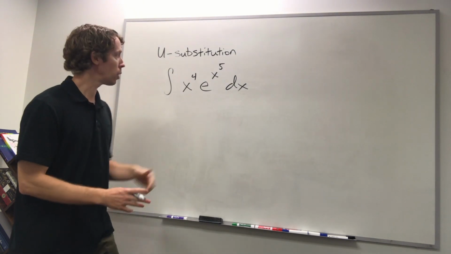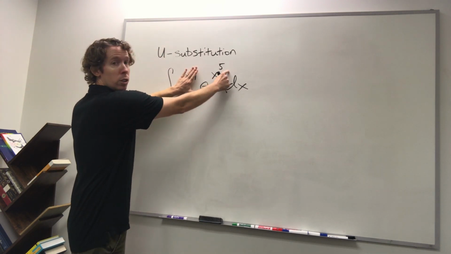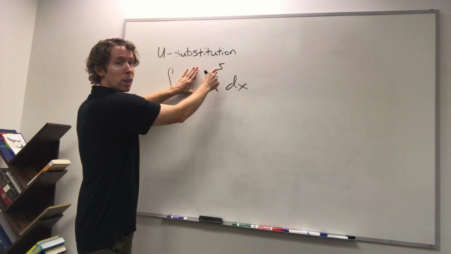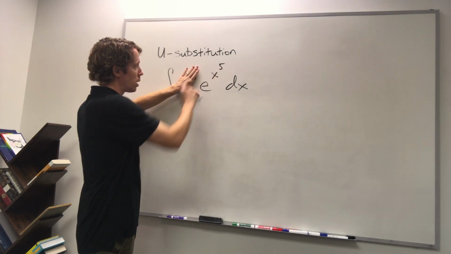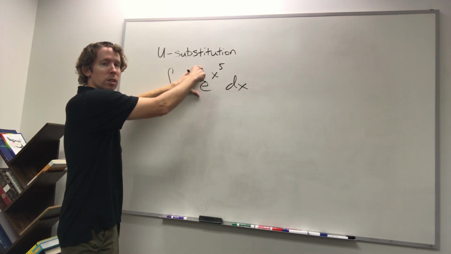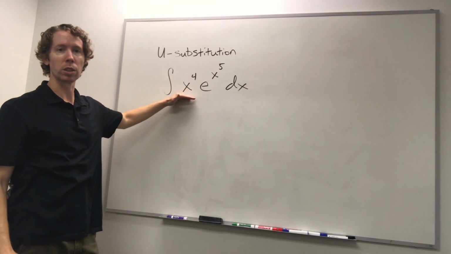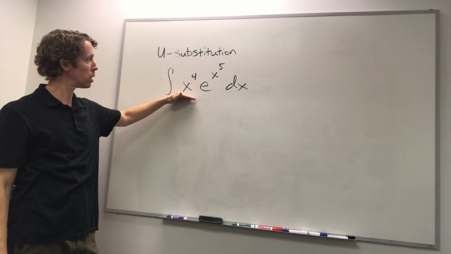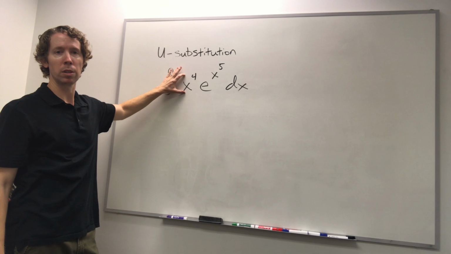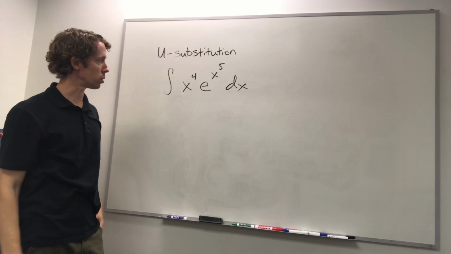But in this case, I notice that if I ignore this piece for a second, I've got a function inside of another function. So I can think of this as e to the u, where u is x to the fifth. Then it's like u substitution or chain rule, and the derivative of x to the fifth is 5x to the fourth, which is very closely related to this. It's just a constant multiple of this. Since the derivative of that inside function is a constant multiple of what's left over here, I know that I'll be able to use u substitution to solve this.